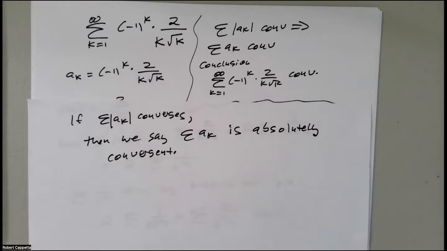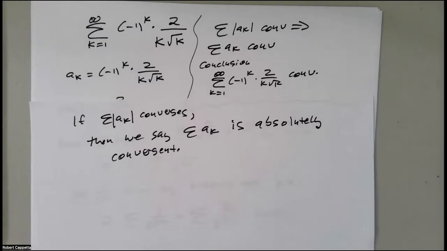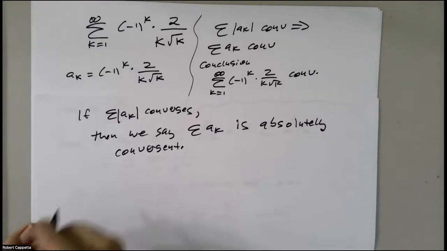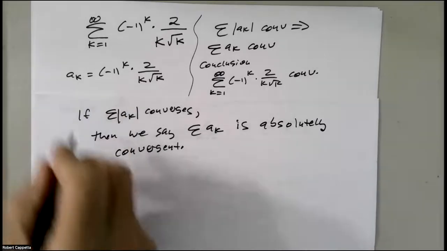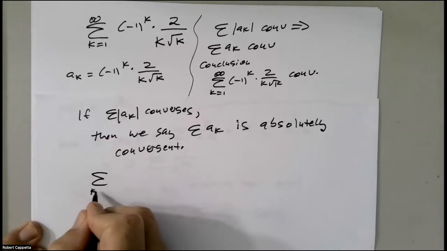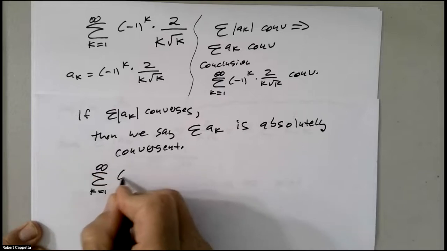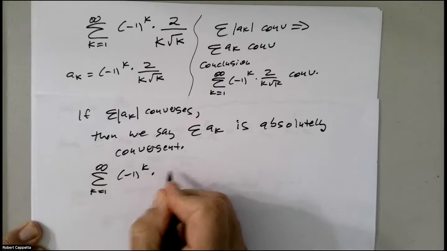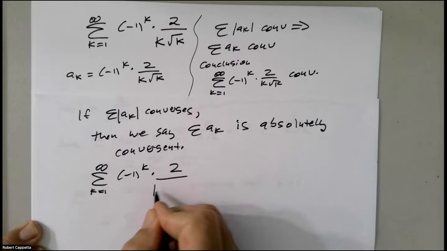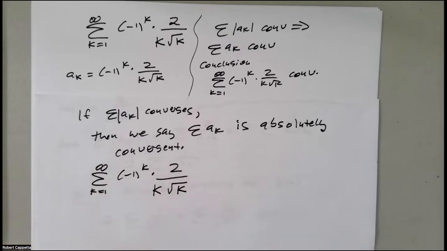So let me ask you to check with technology. Let's do both of them. First, using technology, let's show that this converges. Sum as k goes from 1 to infinity of -1 to the k times 2 over k root k. Please get an approximation for that using technology. See what that's going to be.